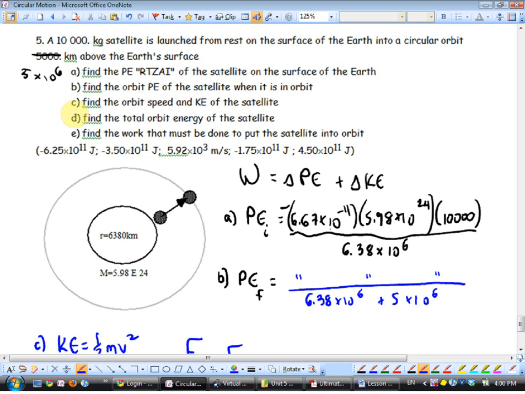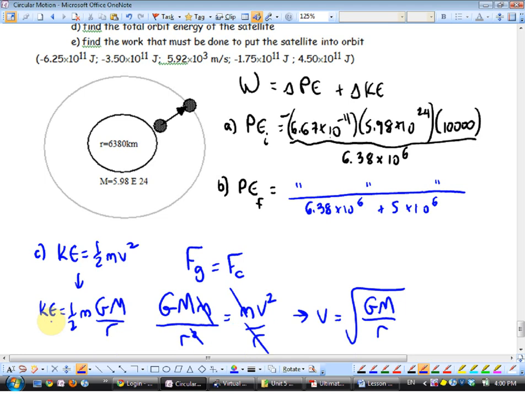And then E, the work. Work is change in potential. You'd go that minus that plus change in kinetic. Your final kinetic is this bad boy here. Your initial is zero, because you're starting from rest. And you add them up, and that's your work.